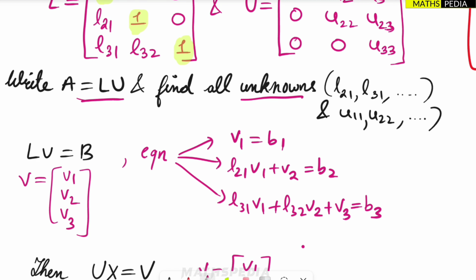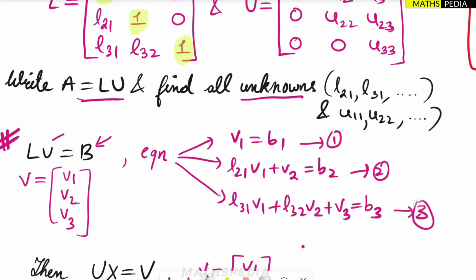Now, this is the important step. After that, what you have to do is LV equal to B. What is L? L is nothing but the lower triangular matrix, which remains the same. B is nothing but the constant matrix, which is a column matrix B1, B2, B3, and V is V1, V2, V3, a column matrix again. We have introduced this matrix again. In this matrix equation, we'll be getting some equations, first equation, second equation, like that.